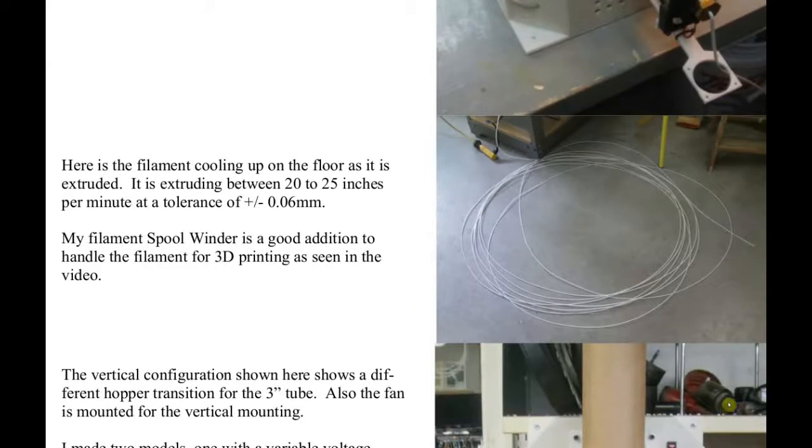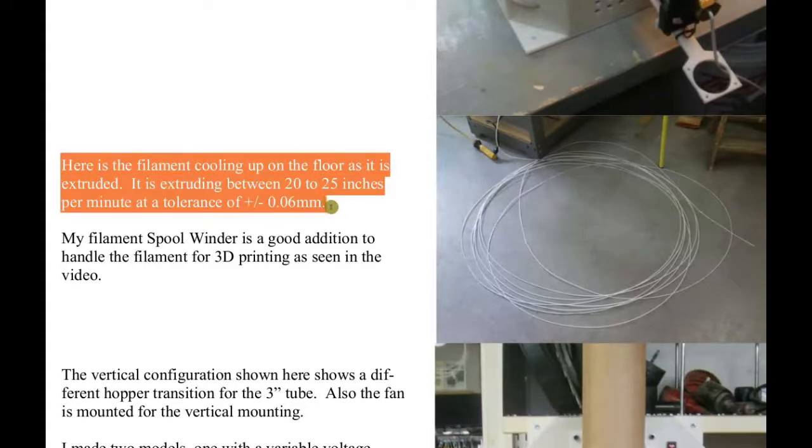So, for example, here, filament cooling on the floor as it's extruded, 20 to 25 inches per minute, tolerance of plus or minus 0.06 millimeter. I mean, that's pretty decent as far as the accuracy.